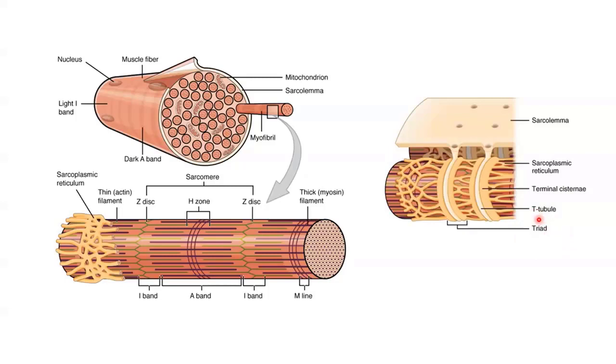Now, in a relaxed muscle, this sarcoplasmic reticulum will store calcium ions. When that muscle is stimulated, which remember will run through the sarcolemma and down those T-tubules, calcium is released from these terminal cisterns.